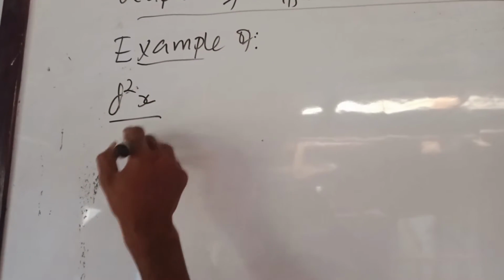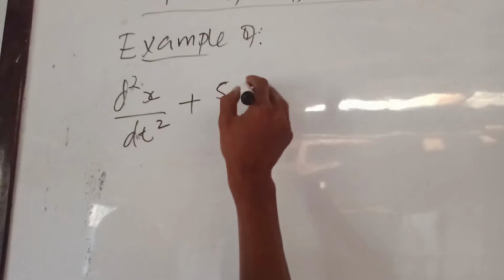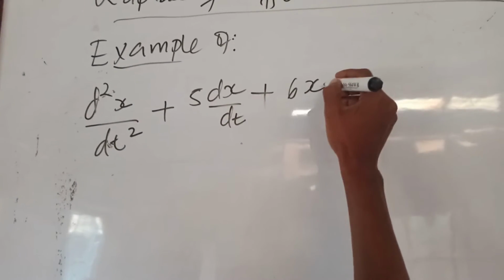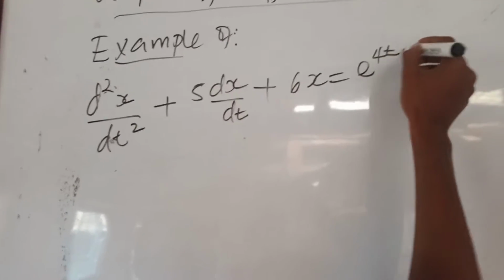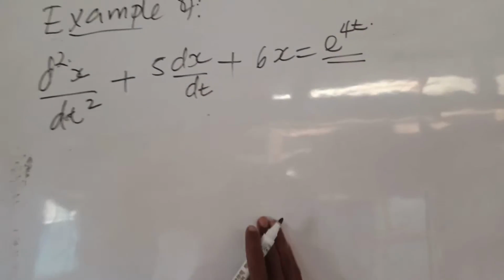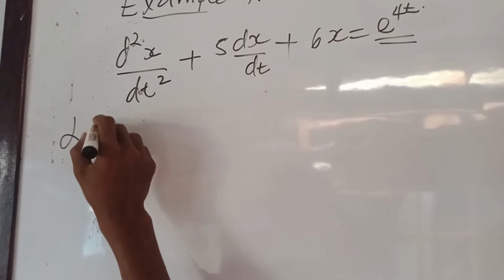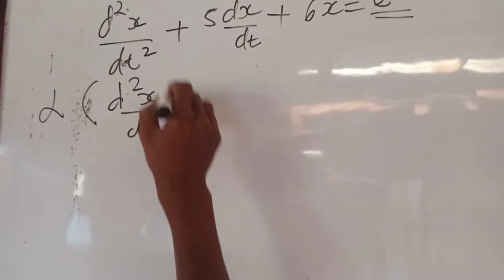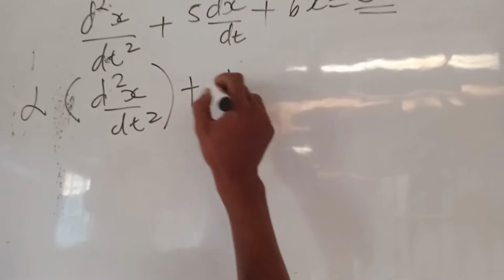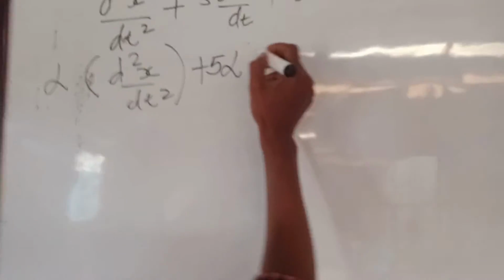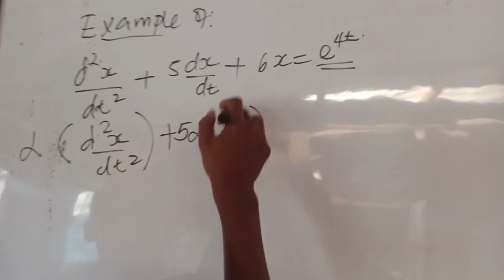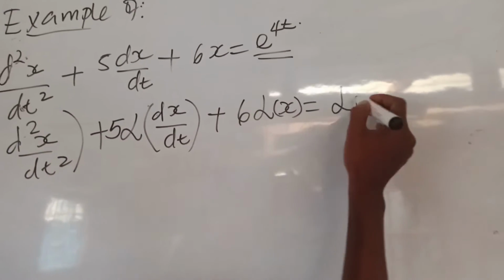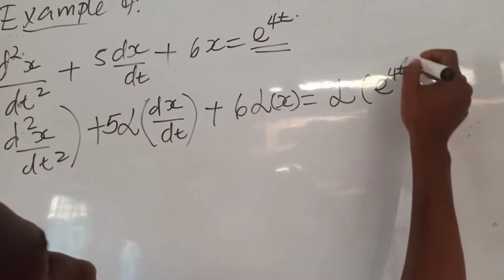d squared x over dt squared plus 5 dx over dt plus 6x is equals to e raised to power 4t. Now we'll start by taking the Laplace transform. We'll rewrite it like this. Rewriting, it will be the Laplace transform of d squared x over dt squared plus Laplace transform of 5, because of this 5, dx over dt plus 6 Laplace transform of x is equals to Laplace transform of e raised to power 4t.